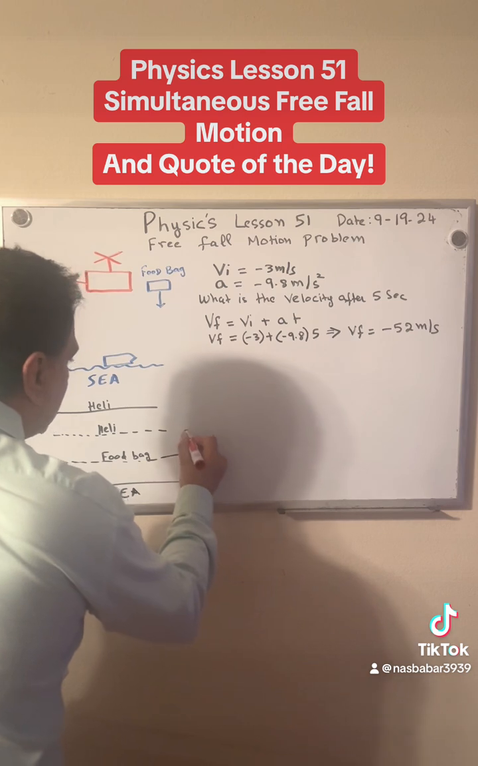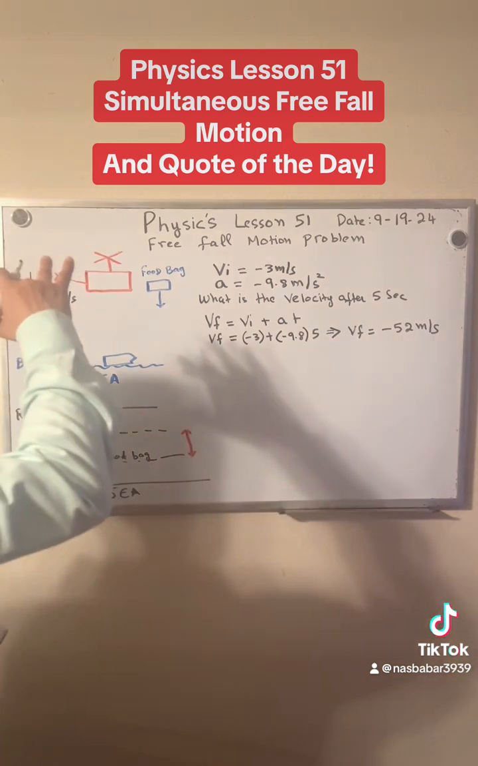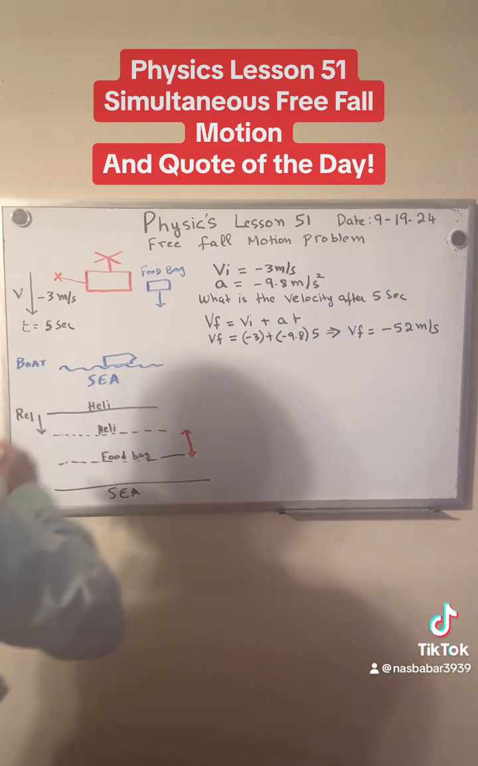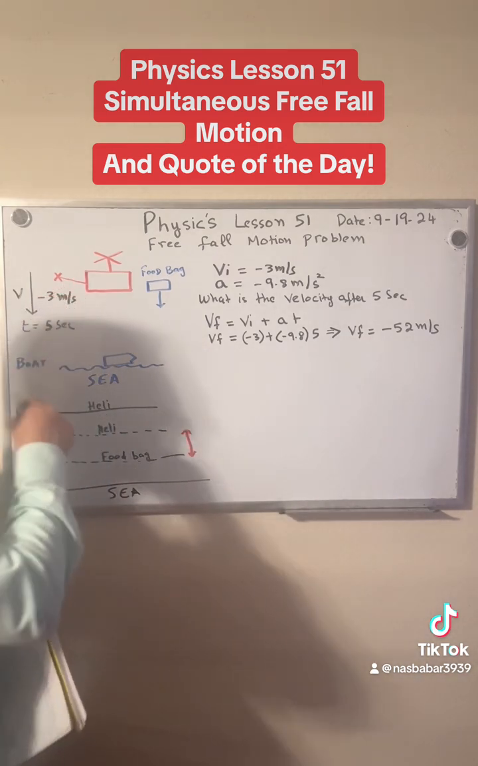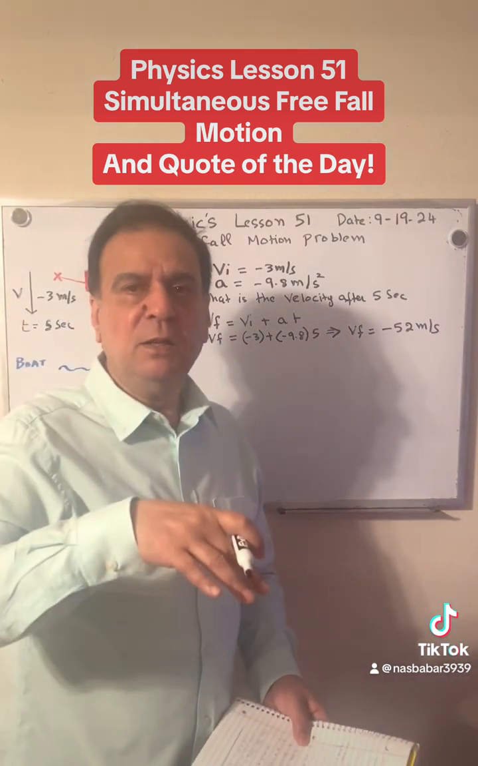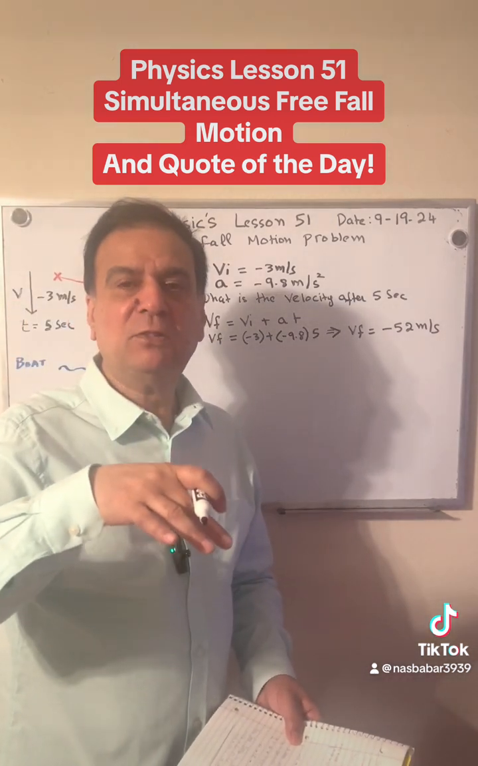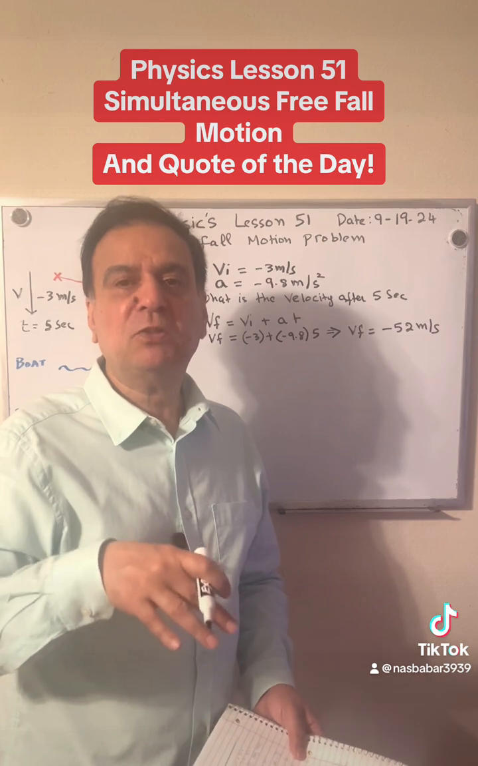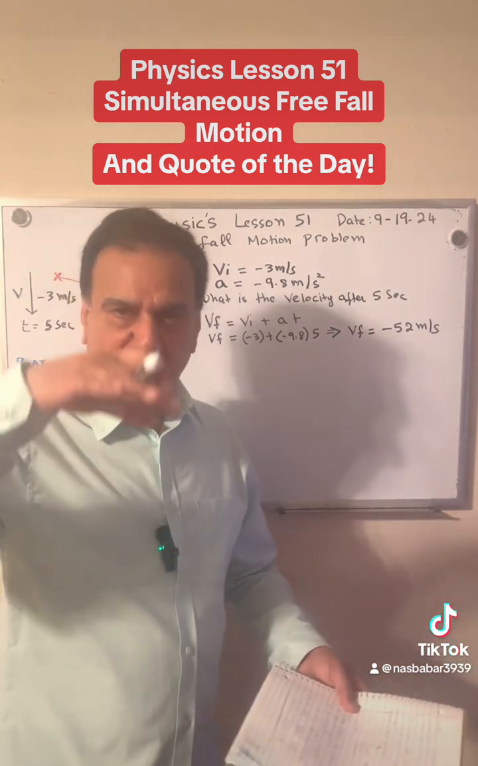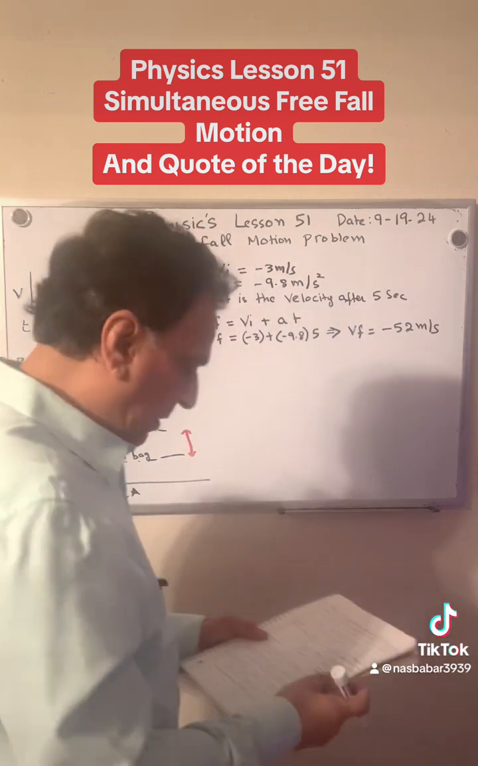Now understand this, both are moving down, okay? Helicopter is coming down at a velocity of -3 meters per second, whereas the food bag, after it was dropped, is basically coming down at an acceleration of 9.8 meters per second squared because it's not in the helicopter anymore. It's just a free fall motion.